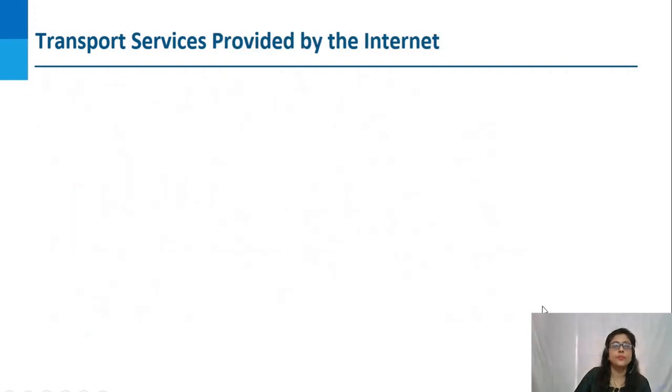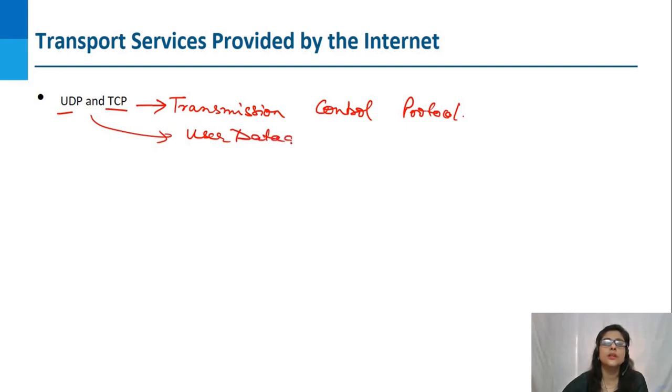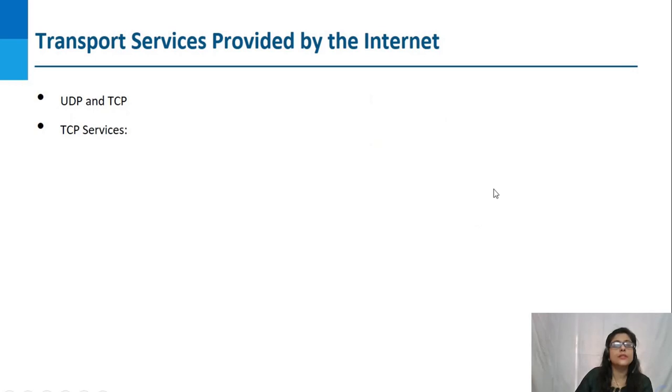Now let us turn our attention to transport services provided by the internet. There are two different protocols used at the transport layer. One is called UDP and the other one is called TCP. TCP stands for Transmission Control Protocol, and UDP stands for User Datagram Protocol.